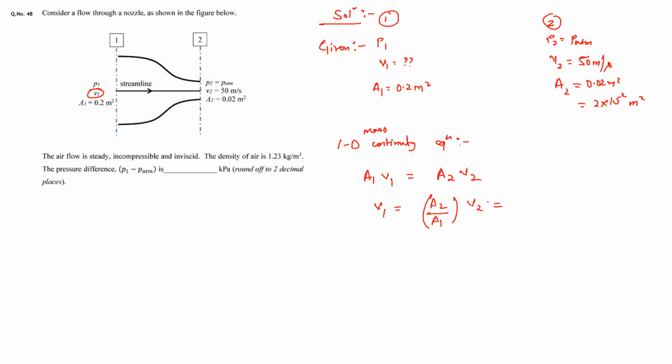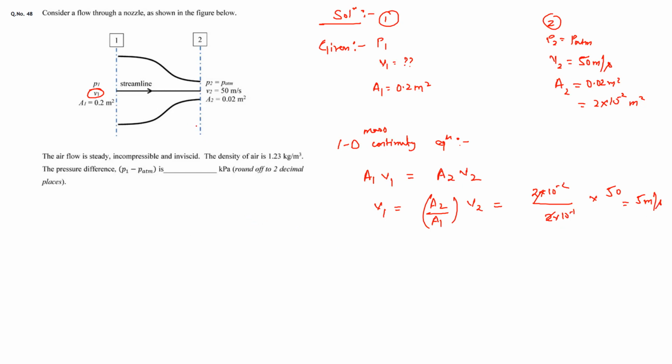Avijit, yeah, you had some doubt? Yes, sir. This one will be 5 meter per second, the value of V1, is it? Yeah, I think you're right. So A2 will be 2 into 10 to the power minus 2, A1 is 2 into 10 to the power minus 1, and V2 is given to us as 50. So yes, this comes out to be 5 meter per second, as Avijit correctly pointed out.